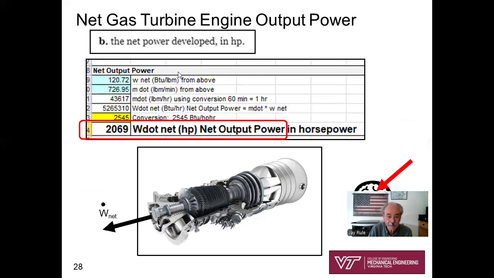The net output power. Okay, so I've got W net in BTUs per pound. I remembered my M dot units, 726 pounds per minute. Now, I'm looking ahead to my conversion factor: 2545 BTUs per hour equals 1 horsepower. So I need to get my M dot in pounds per hour. How would I get M dot in pounds per hour if I've got pounds per minute? I simply multiply by 60 because there are 60 minutes in an hour.